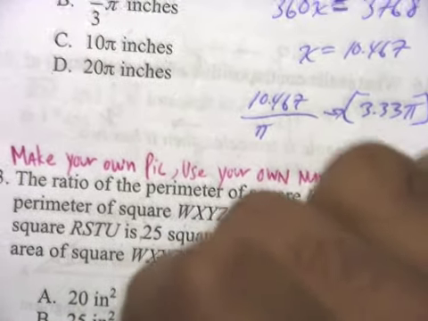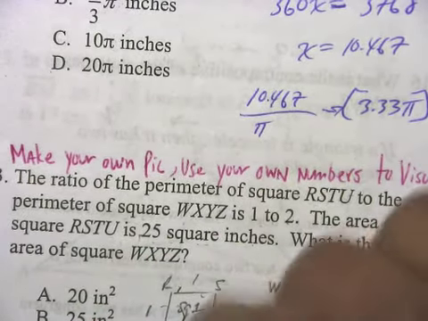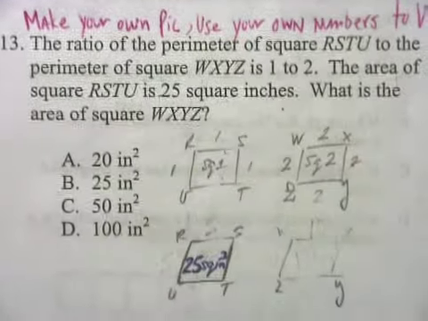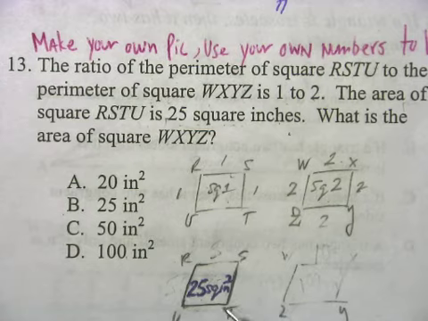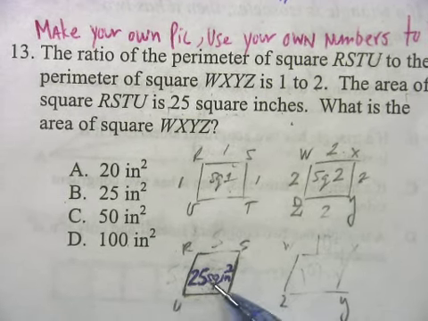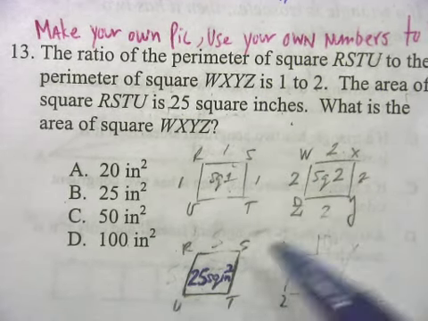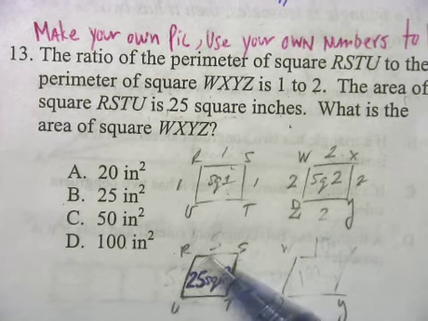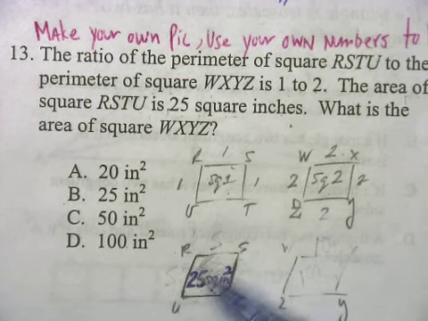So what did I do here? Give me 1 second here, guys. Let me take out some information here real quick that I should have taken out before. So what did I do? I drew my first square again, and they tell me that the area of it is 25 square inches. So here's my first square, and it's 25 square inches.